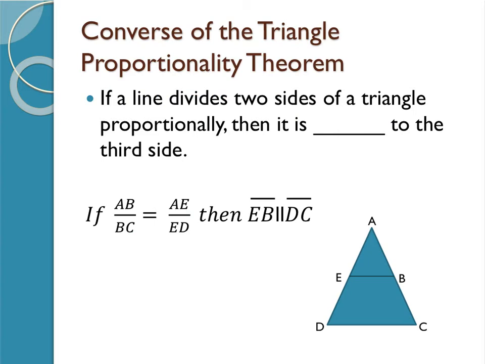All right, next we have the converse to the triangle proportionality theorem, which states if a line divides two sides of a triangle proportionally, then it is parallel to the third side. So this is the same thing we did before, but in reverse. So if AB over BC is equal to AE over ED, then EB is parallel to DC. So if our sides here are proportional, then the line that goes through the triangle EB is parallel to DC.